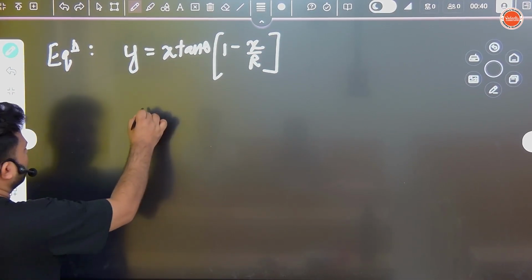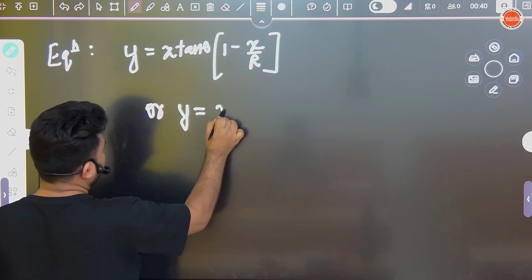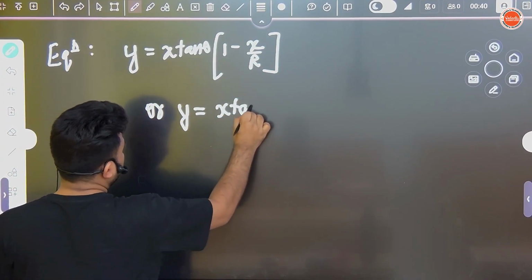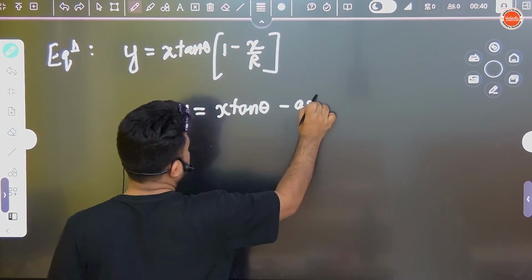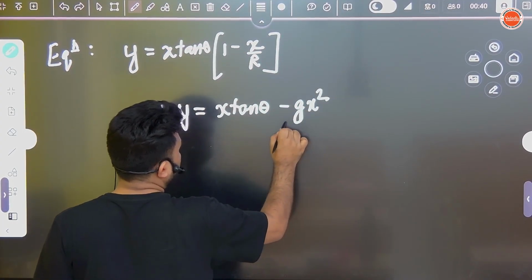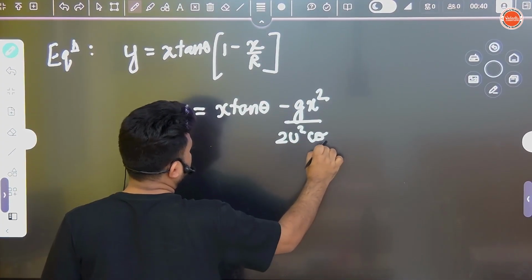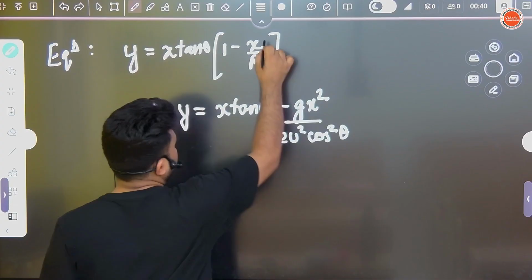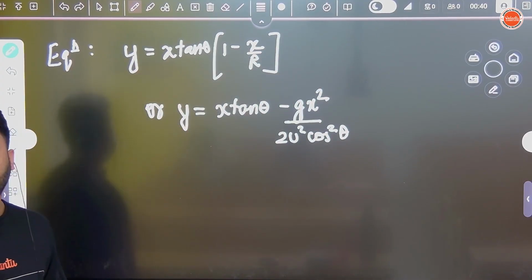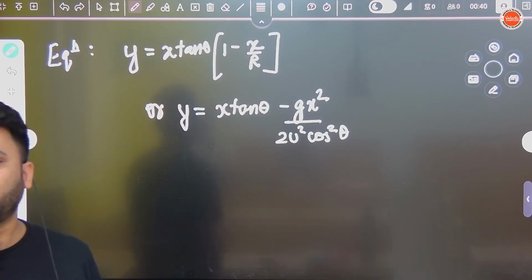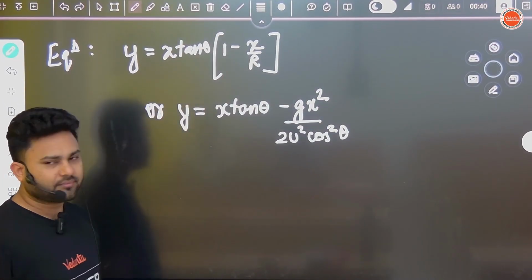You must have seen it like this also: y equals x tan theta minus g x square divided by 2u square cos square theta. This can be written like this also. This is the equation of projectile.